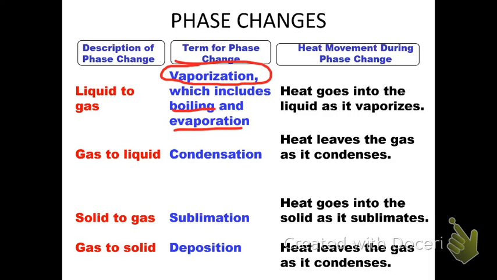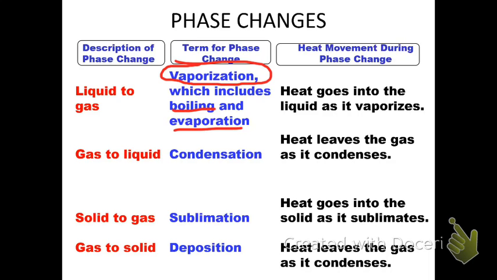So again, think of them as vaporization, and that includes boiling and evaporation. But remember, heat goes into the liquid as it vaporizes, and then when we go from a gas to a liquid, the term for that is condensation, and that means heat leaves the gas as it condenses. Probably the most common way you've seen that, I know where I'm from in Minnesota, it tends to be very humid in the summer. You get out of the shower, you're pretty warm, and basically the air around you will condense and form water droplets on your skin.